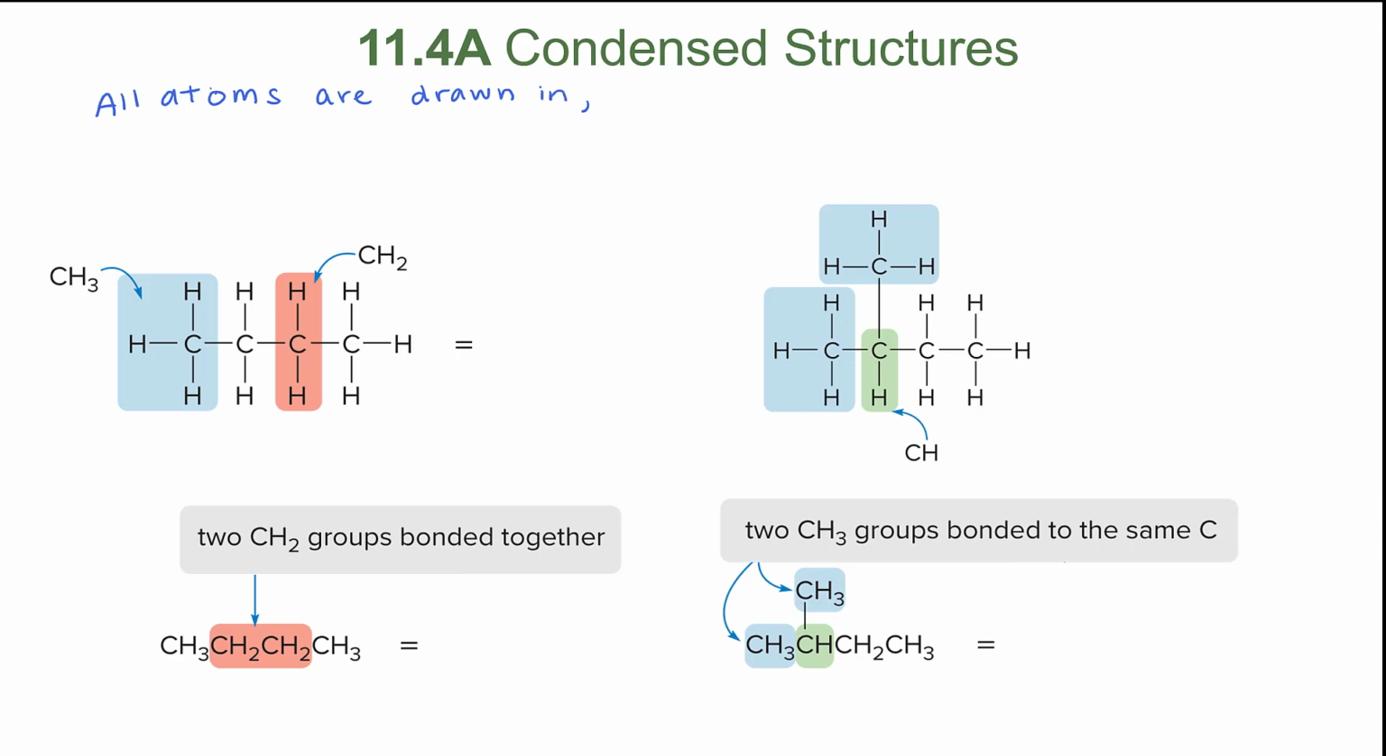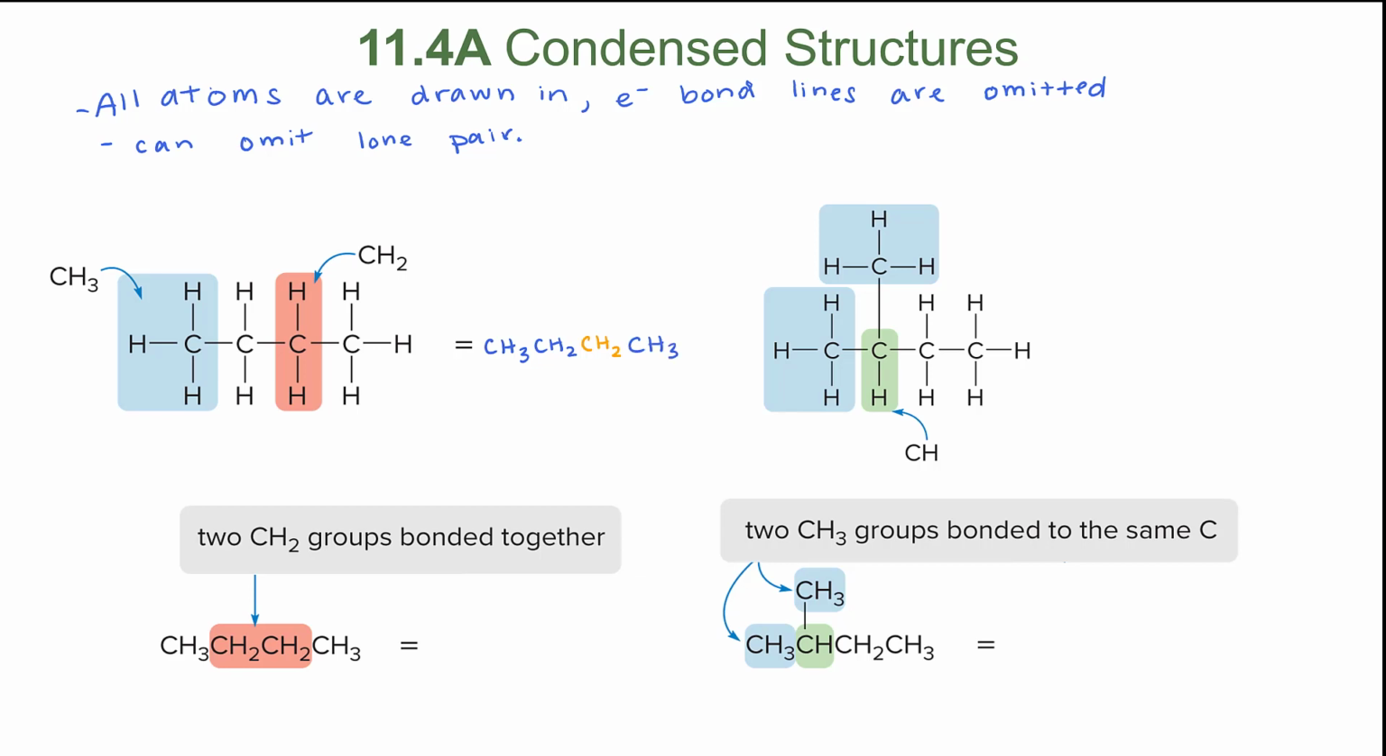Electron bond lines are eliminated. You can also omit the lone pairs. For this first one, the CH3 in blue can be written out as CH3. The CH2s can be written out as CH2. We have another CH2, which is in the orange box. I'll just do this. And then we have another CH3 on the end.